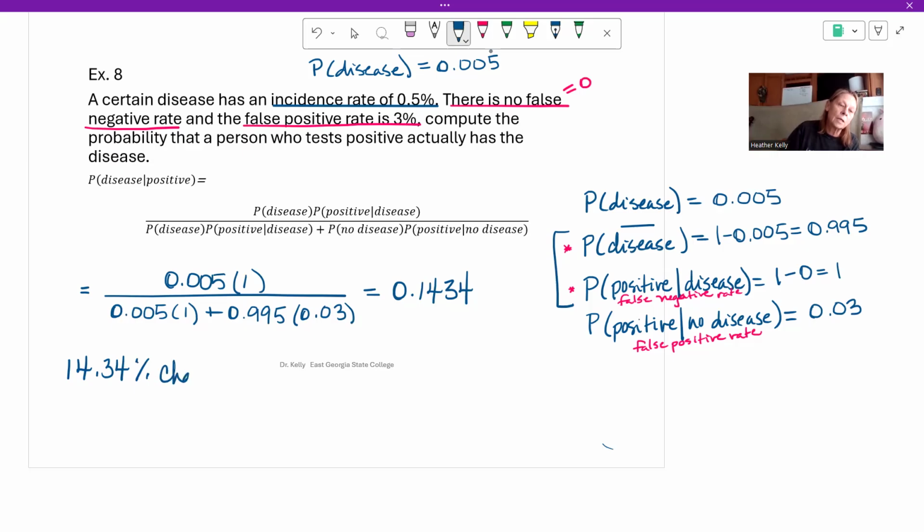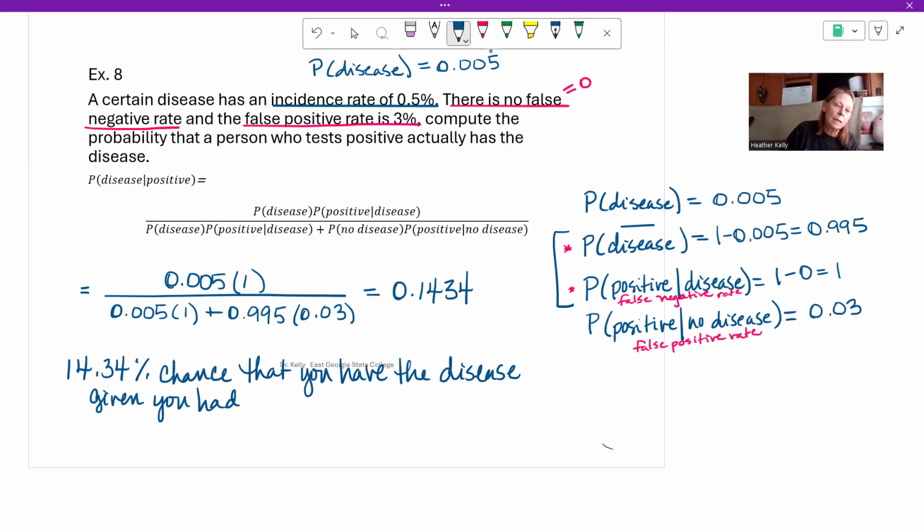And when we interpret that, we can say there's a 14.34% chance that you have the disease given you had a positive test. Now, some might say that this is a very crappy test if its effectiveness is only about 14%, right? For sure.